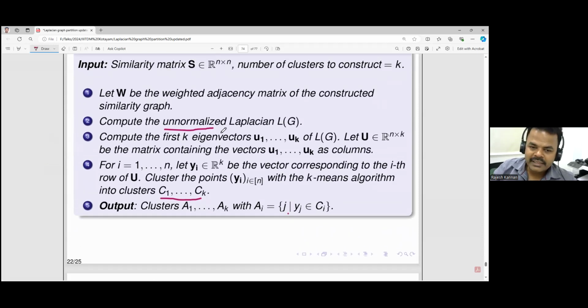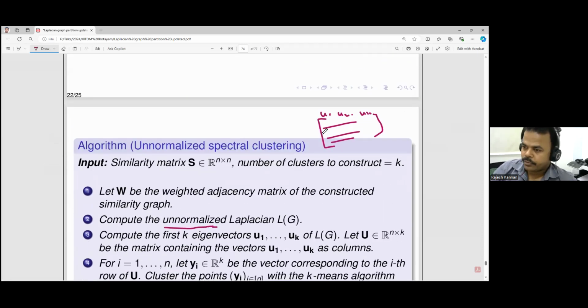There is a notion of unnormalized Laplacian and a notion of normalized Laplacian. I didn't include it here because of the time constraint. If you're interested, you can search for this terminology: unnormalized Laplacian, and how to apply it for this type of machine learning.